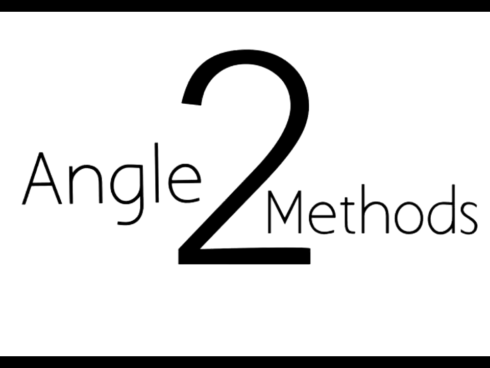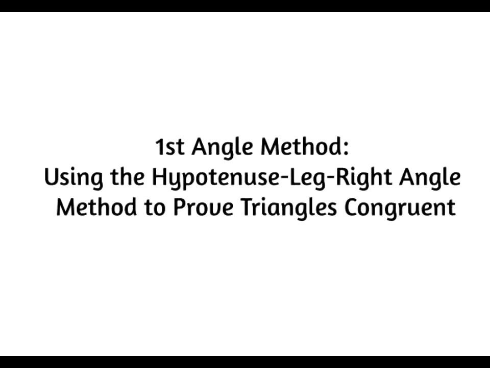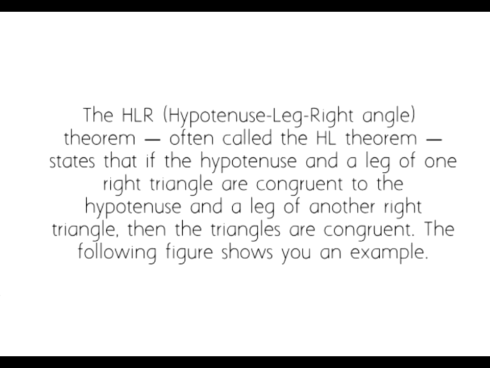So in this video, we're going to be using two angle methods to prove that triangles are congruent. Using the hypotenuse leg right angle method to prove triangles are congruent. The hypotenuse leg right angle theorem, also known as HLR but often called the HL theorem, states that if the hypotenuse and the leg of one right triangle are congruent to the hypotenuse and the leg of another right triangle, then the triangles are congruent. The following figure shows you an example.